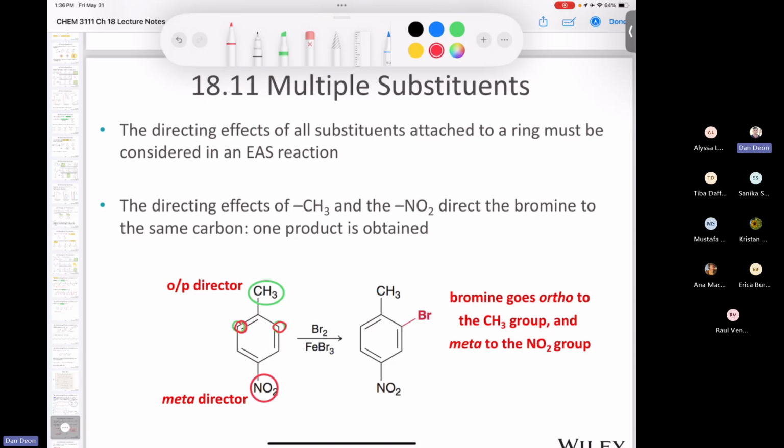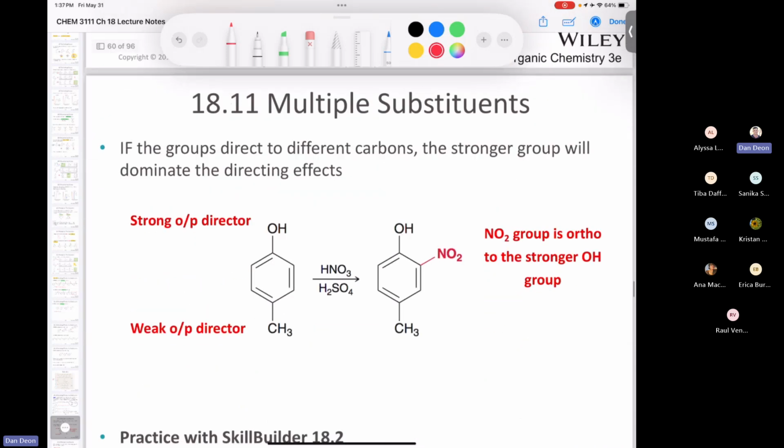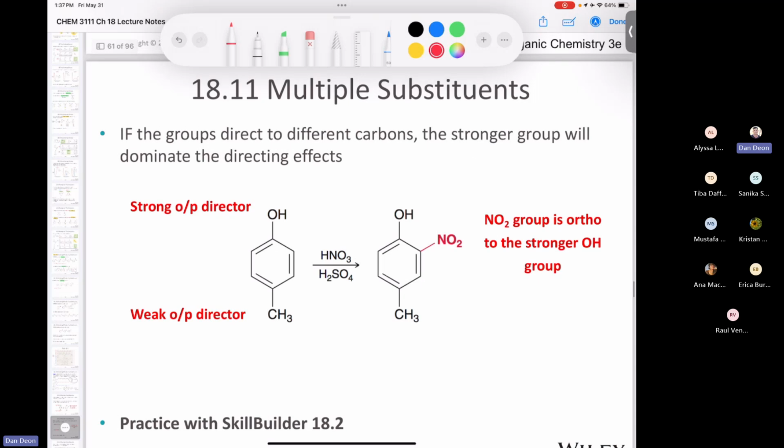Okay, it's a good one, right? If you wanted to make this, this reaction is going to work really well because both groups are pushing the bromine to go to the exact same place. Okay, that's great. But what if your groups are directing to different places? Because that could happen. Well, it says here, if the groups direct to different carbons, what do you go with? How do you figure out where it goes?